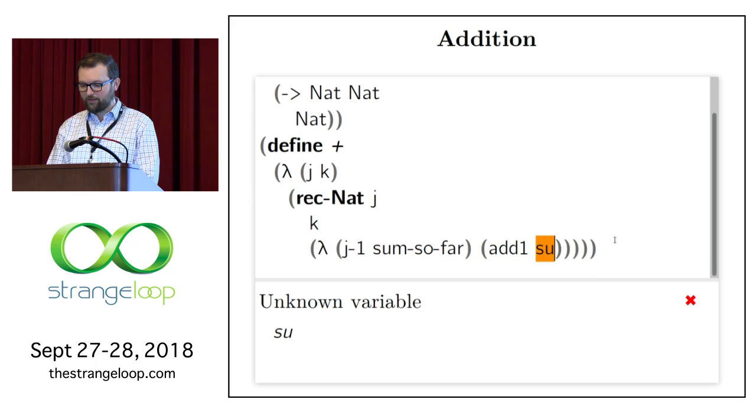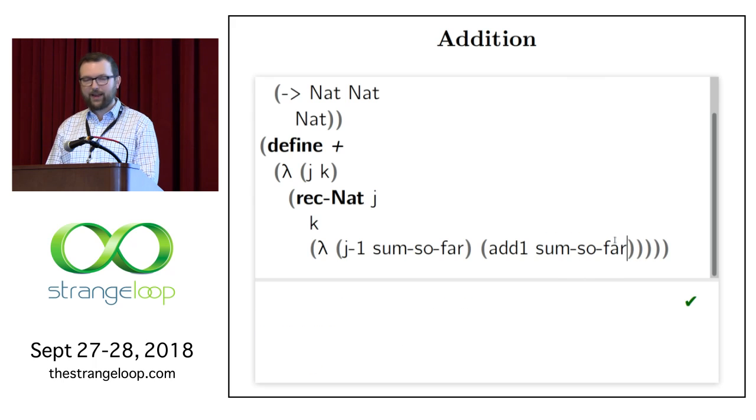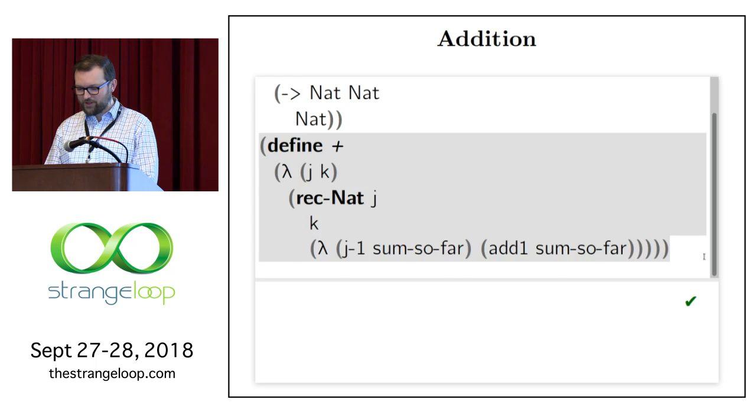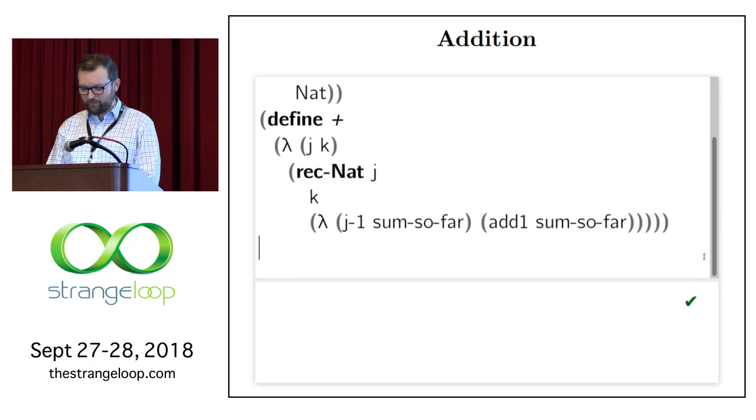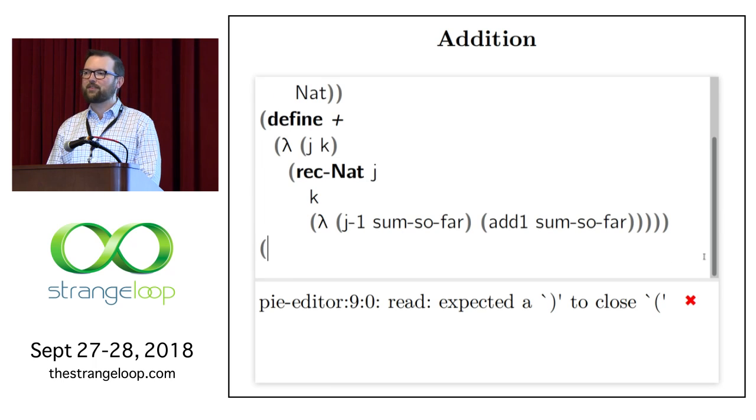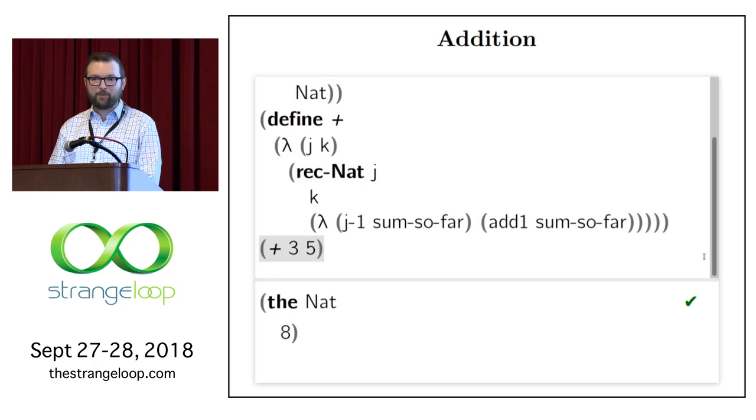So I can say sum so far, and I get that green check mark. And just to see that it works, because even if you're going to prove something is right, you should probably test that it's right first to save yourself hours of pain. We want to say plus 3, 5, and we get the nat 8 back.